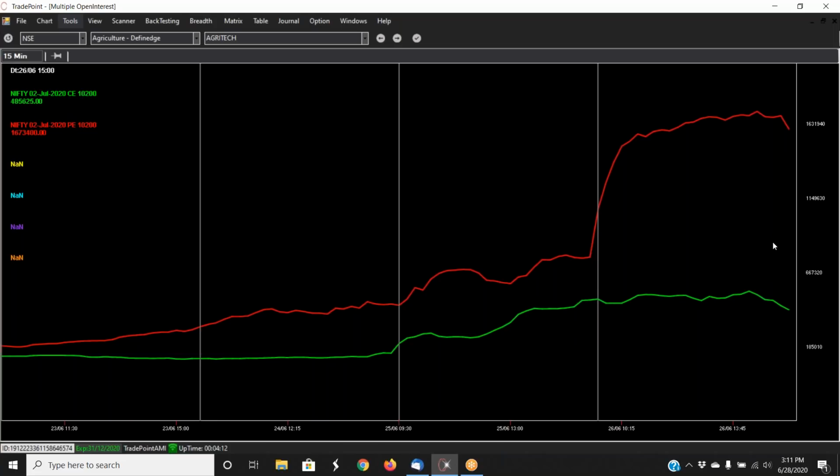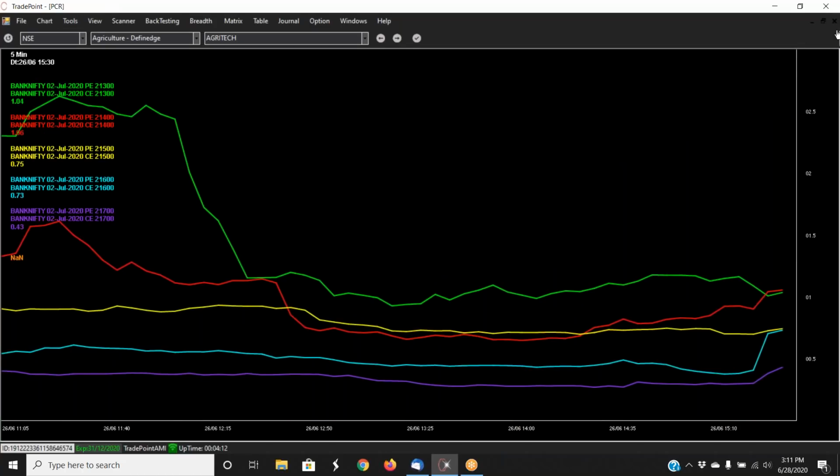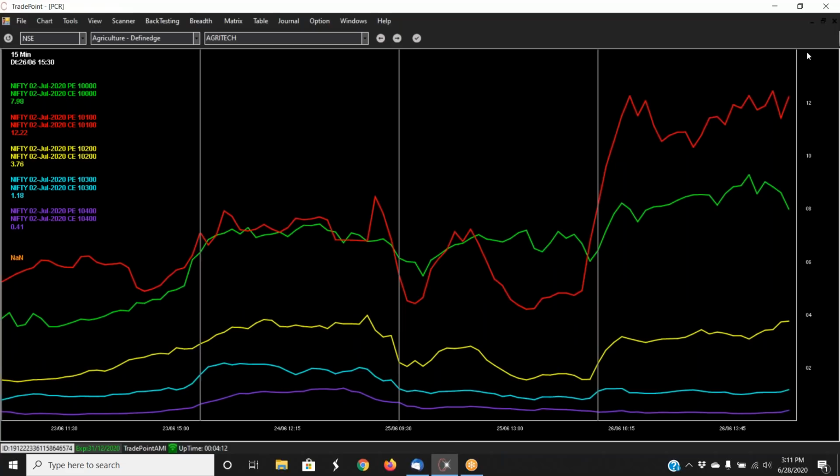For it to become bearish, for it to break 10,200, the green line has to shoot up higher and the red line has to come down lower fast. So they have to cross over at some point, and that will be interesting if that happens. So this is the status of the indices.